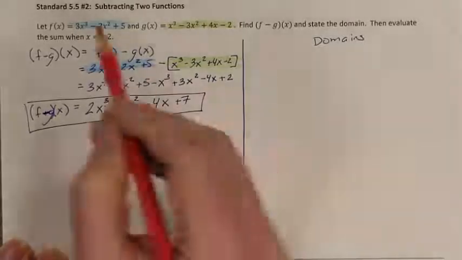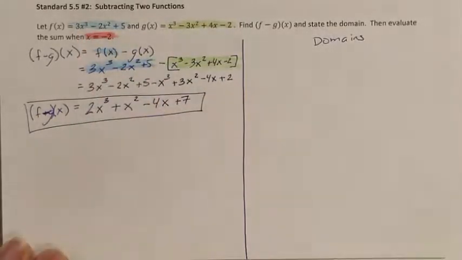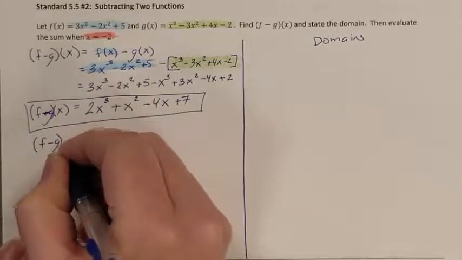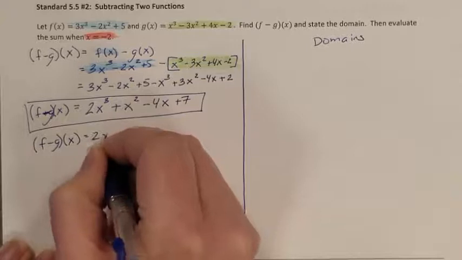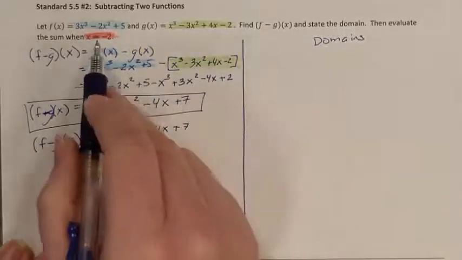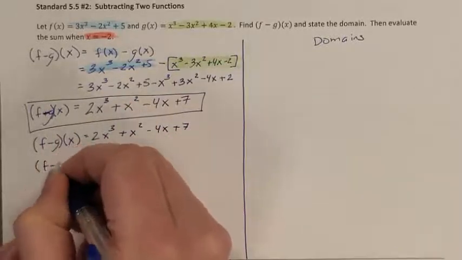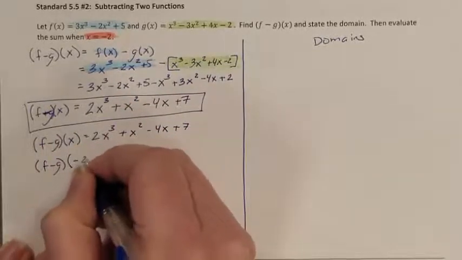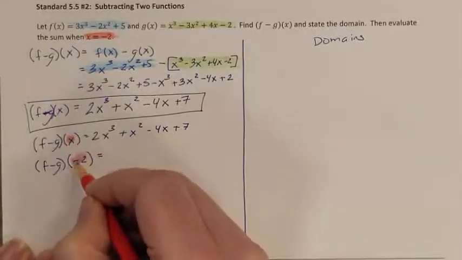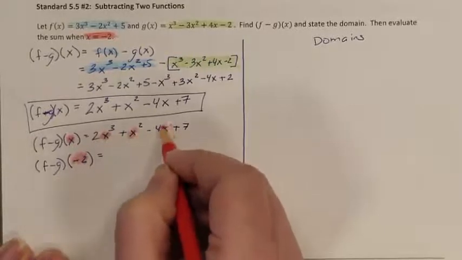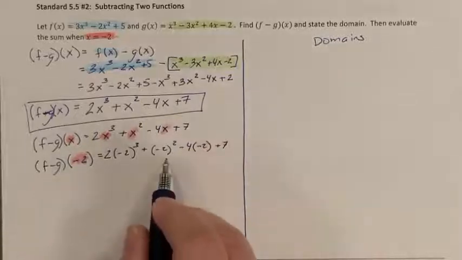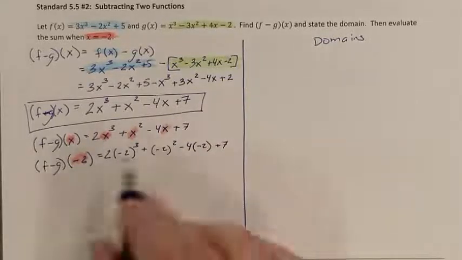Now we're being asked to evaluate this new function at negative 2. So I have my entire f minus g of x equaling 2x to the third plus x squared minus 4x plus 7. We're asked to evaluate it at negative 2. So my f minus g at negative 2, every single one of these x's needed to get replaced with negative 2's. It's important that you put the negative 2 in parentheses because with the exponents, it changes everything if you forget it.